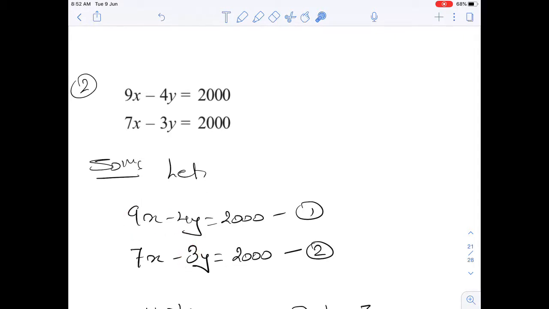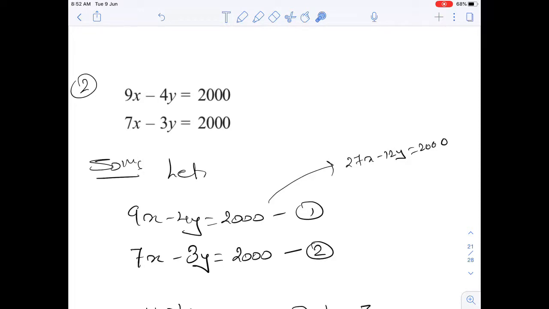When we multiply equation number 1 by 3, this will become 27x, this will become 12y, and this will become 6000. Okay, so you will get it in this way. When you multiply equation number 1 by 3, you will get 27x minus 12y equals 6000.